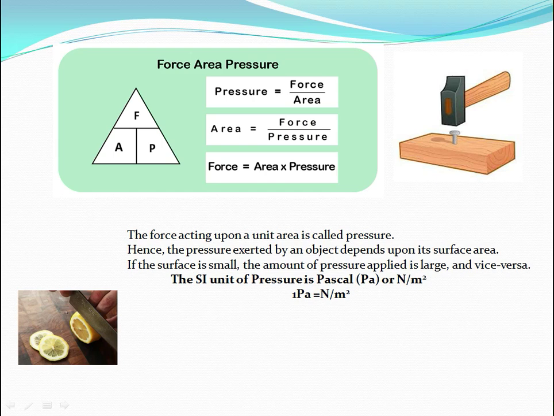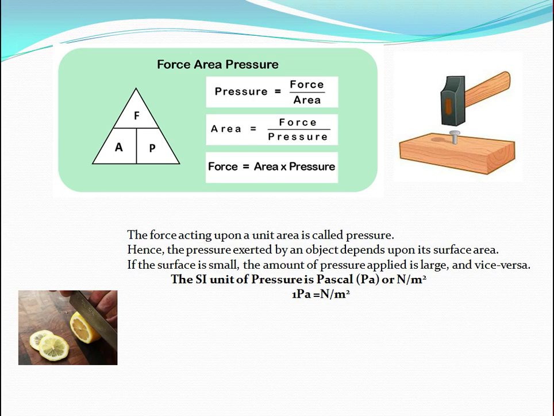Pressure. Pressure is defined as the force applied over the unit area of a surface, or in other words we can say that force per unit area is called pressure. Now we know that the pressure exerted by an object depends upon its surface area. If the surface is small, the amount of pressure applied is large, and vice versa.